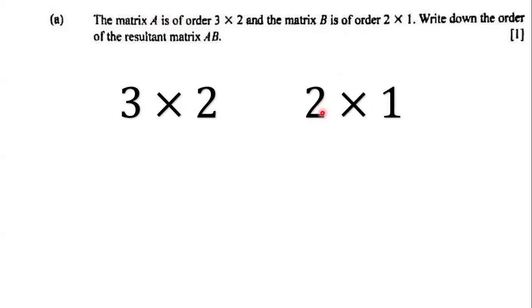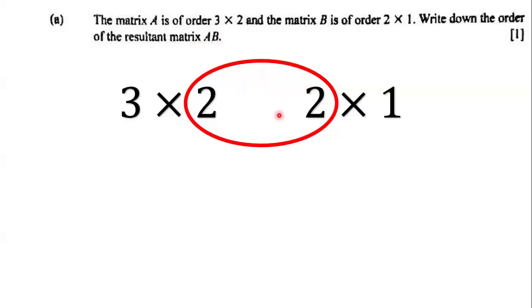Now, notice that these two numbers here are the same, all right? And so that means that these two matrices, A and B, we can multiply them because multiplication is defined among them. That means that we are able to multiply them and get a result. But what is the resultant matrix that we're going to get?